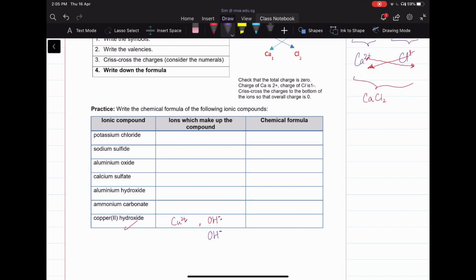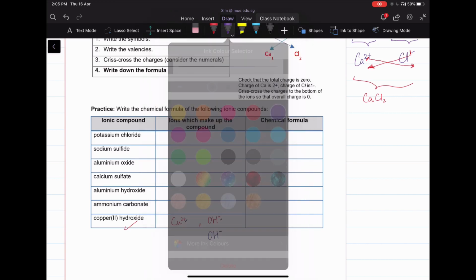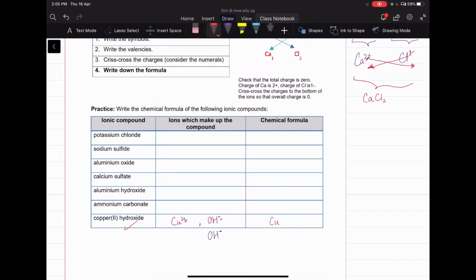Then when I write this out, I will know that I have Cu, but I have 2 of the OH. If I have 2 of the OH, it means that I must put a bracket, and I put OH and a 2. Why? Because OH is a polyatomic ion.